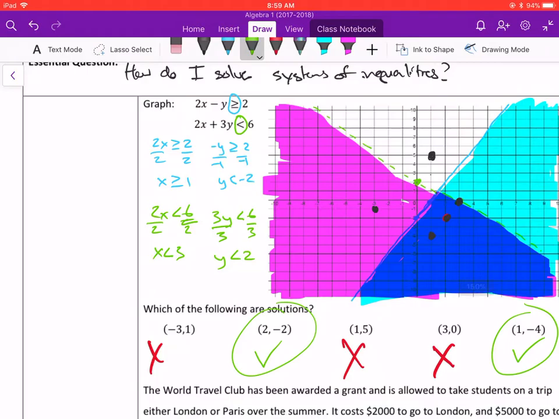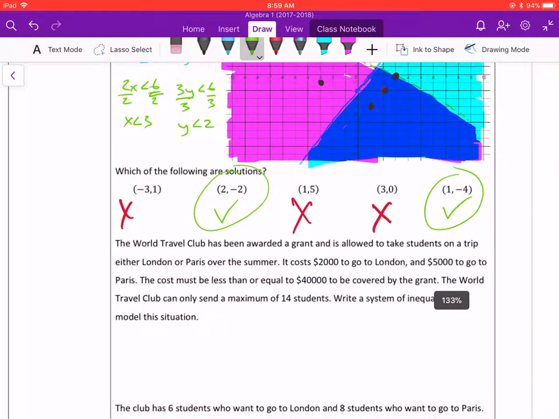All right. What if I have a situation that says the World Travel Club has been awarded a grant and is allowed to take students on a trip to either London or Paris over the summer? It costs $2,000 to go to London. That sounds important. And it costs $5,000 to go to Paris. The cost must be less than or equal to, all right, we know this is an inequality, $40,000. The World Travel Club can only send a maximum, so again, at most, 14 students. Write a system of inequalities to model the situation.